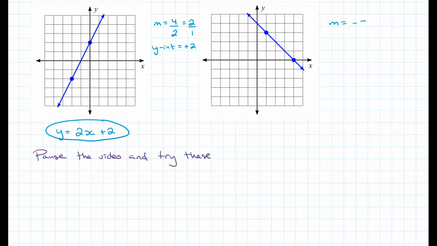The one on the right has a slope of -3 over 3, which works out to be -1, and a y-intercept of +4. This has the equation y equals -1x plus 4, or I could just write y equals -x plus 4.